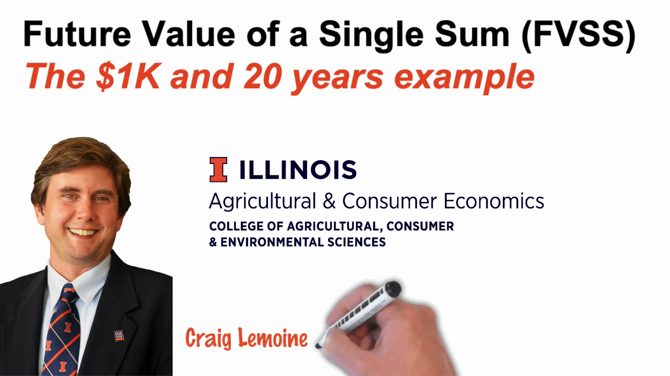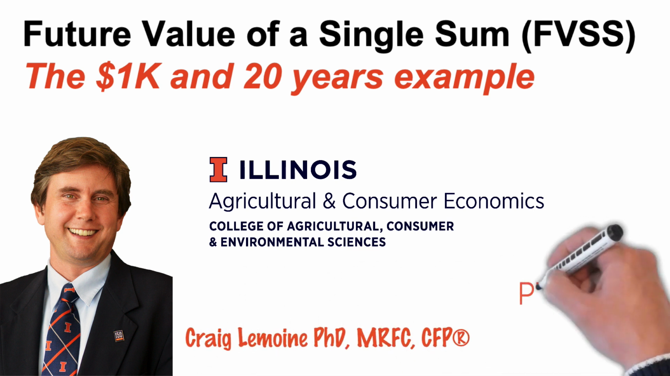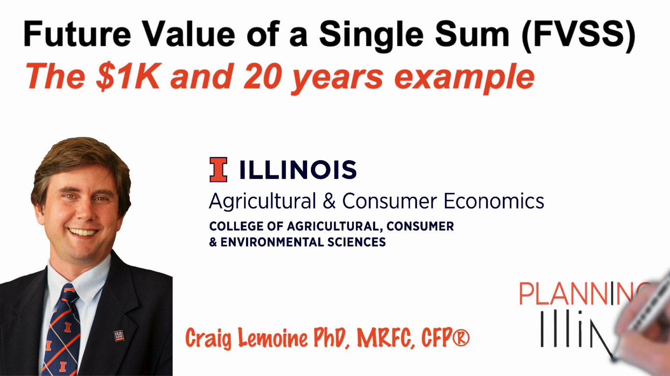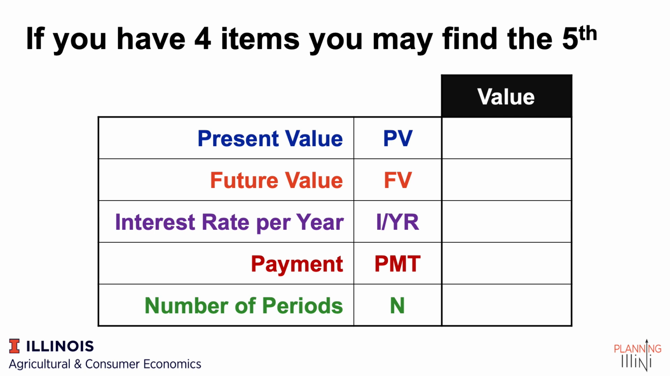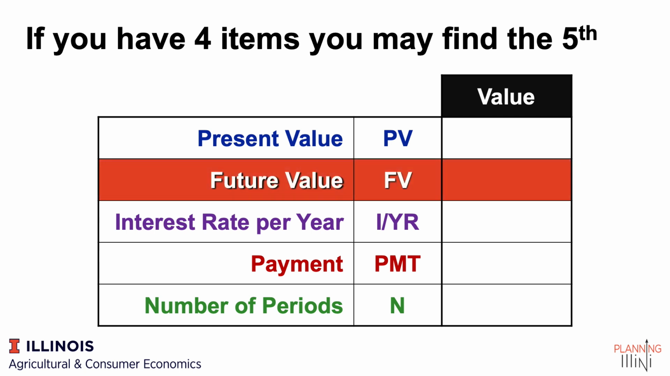We're going to discuss the future value of a single sum, taking $1,000 and growing it over 20 years. If you have any 4 time value of money variables, you can find the 5th. And in this case, we're going to be solving for future value. So we'll have a number for present value, for interest rate, for payment, and for N. We'll be putting those in and then solving for future value as our outcome.